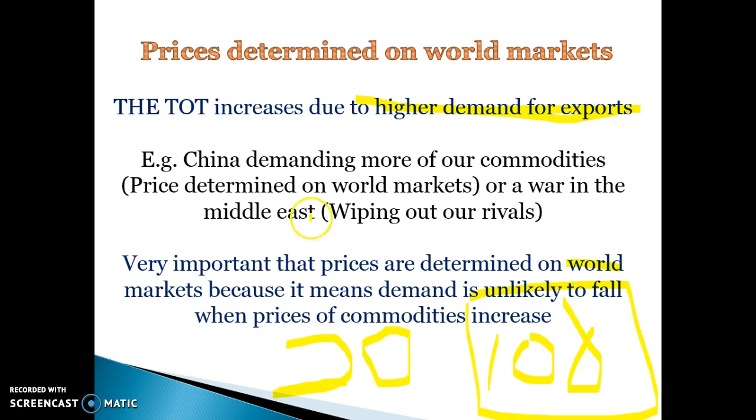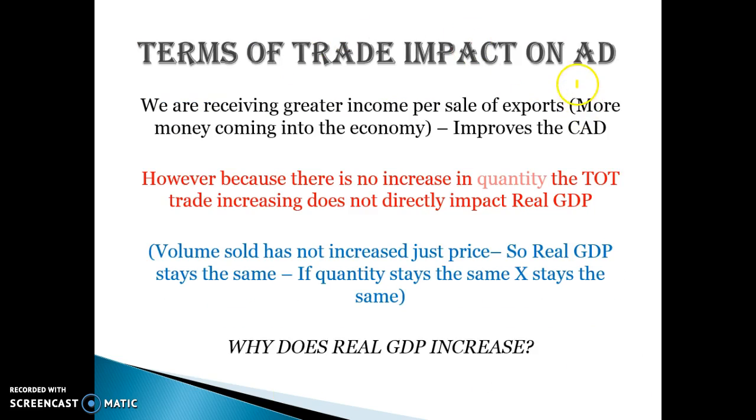So a higher terms of trade is good for aggregate demand, it's good for our economy, it's good to have expensive exports because it means we're generating more income. So the terms of trade's impact on aggregate demand is the most important thing. Basically it means we're receiving a greater income per sale of exports and therefore there's more money coming into our economy.